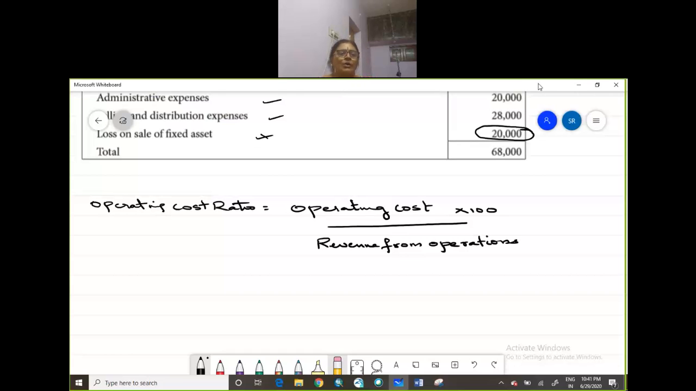It's already given in the problem. You don't have to hunt for it. Now, all you have to do is find out the operating cost. So, operating cost is what? Cost of revenue from operation.